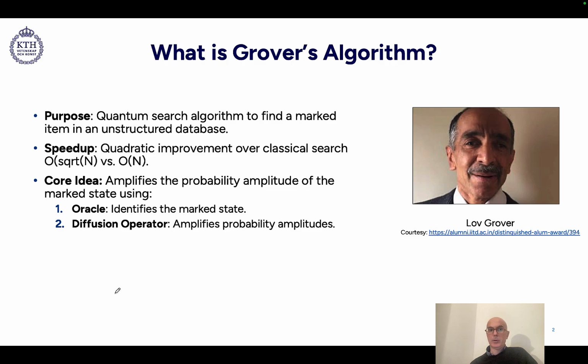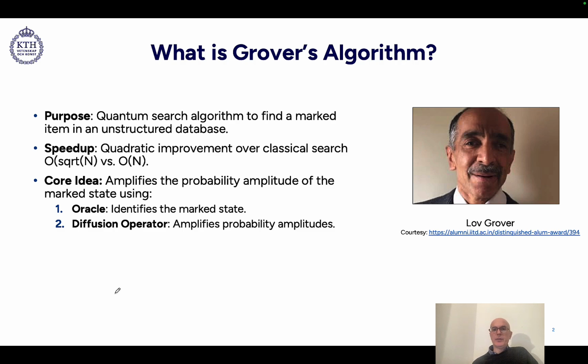So it's order of square root of n, where n is the number of items in the unstructured database. In the worst case scenario, in the classical case, in order to find an item in an unstructured database, we need to go through all the items, and therefore the complexity of this search is order n.